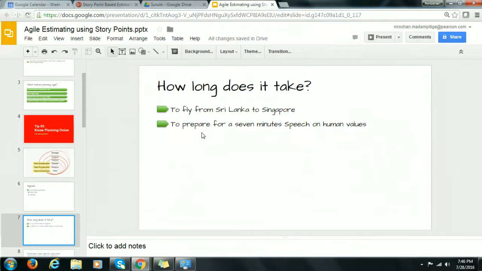Compared to the previous one, my estimate implies that the time it would take for me to prepare for a 7-minute speech on human values is 8 times less than the previous estimate. So that's all we need to figure out in relative estimations.